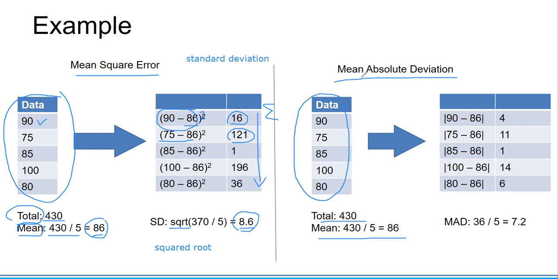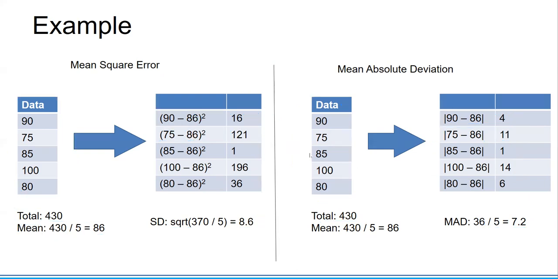What we are going to do with the mean absolute deviation is we just subtract the mean from the raw data, and we can get 4. Because we have the absolute, this is still positive, and for the other, 75 minus 86 is actually negative, but we have the absolute, so it becomes positive. We just sum all the data. We have 36 and we divide it by 5 because we have 5 data points, and the result is 7.2.